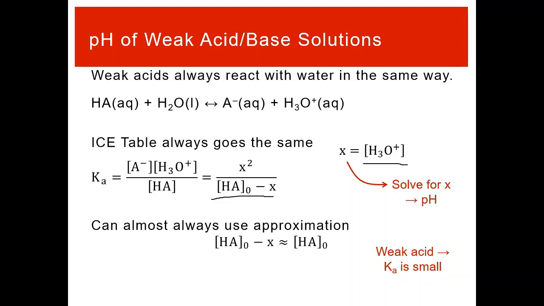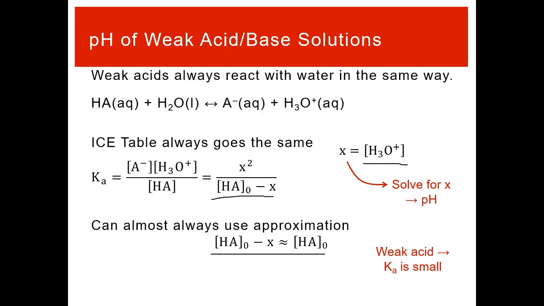In terms of solving the actual equilibrium, the algebra problem to solve for x, sometimes you may have to use a quadratic equation, but we can almost always use the approximation method because it is a weak acid, which means Ka is likely small. That's the whole point of dealing with a weak acid.